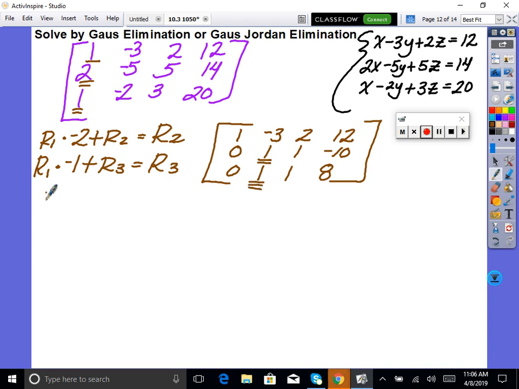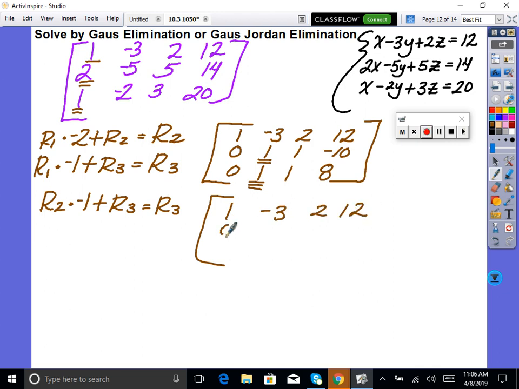So I'm going to take row 2 times negative 1, add to row 3, equaling new row 3. So 1, negative 3, 2, 12, 0, 1, 1, negative 10. Okay, here we go. 0 times negative 1 plus 0, 0. That plus that, 0. 0 again. And then we have negative 1 times negative 10, which is 10. 10 plus 8 is 18.